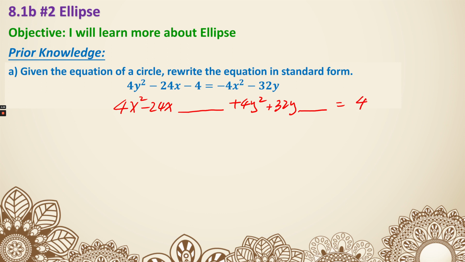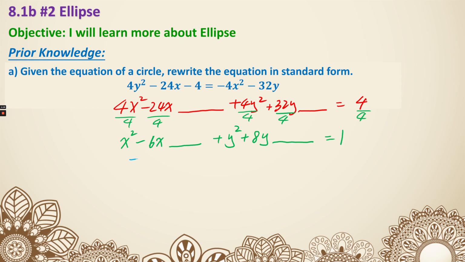After that, you may notice, we currently have not just x squared and y squared, they both actually have 4 in front of them. So we're going to divide everything by 4 before we complete the squares. We will get now x squared minus 6x, then space, plus y squared plus 8y, then space, which equals to 1.